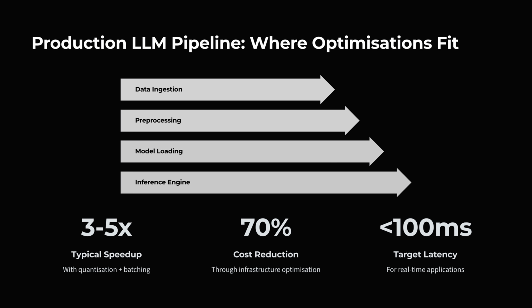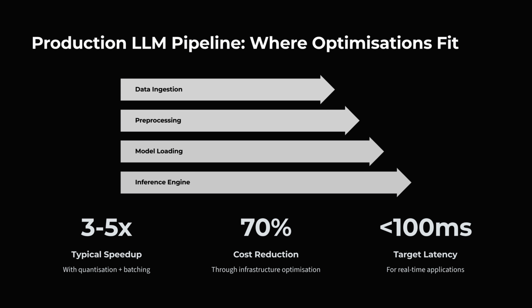Production LLM pipeline stages. A helpful way to understand the full pipeline is to imagine a relay race. Data ingestion starts the run. Pre-processing cleans and shapes the baton. Model loading brings your runner into position, and the inference engine carries the final sprint toward the finish line. Optimization fits naturally into each stage.